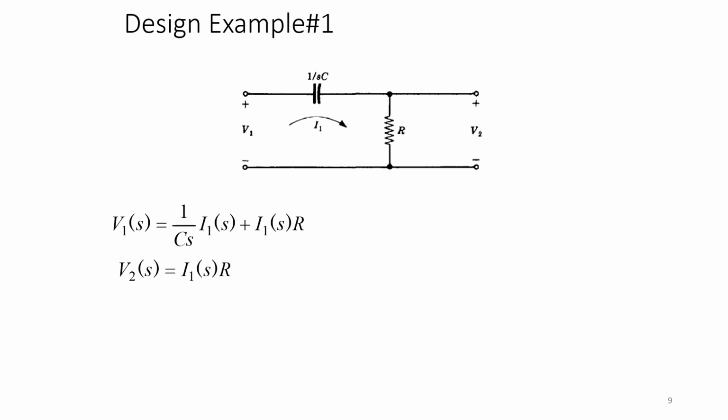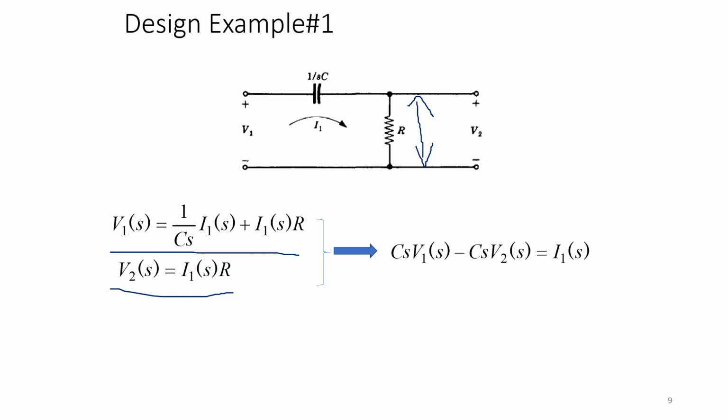So V1 is taken as equal to 1 by C of S into I1 of S plus I1 of S into R. Similarly, the output voltage V2 is taken as the voltage across this resistance. So it is nothing but equal to the current flowing through this, I1, into your resistance. So in terms of Laplace transform, we are writing it as equal to I1 of S into R.